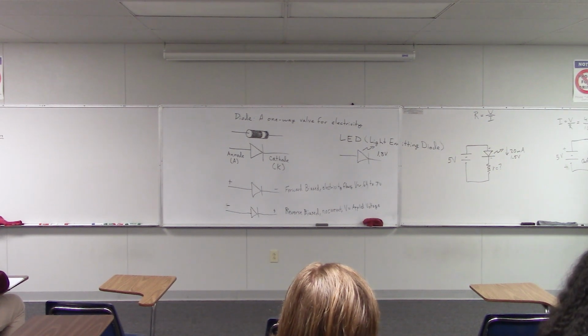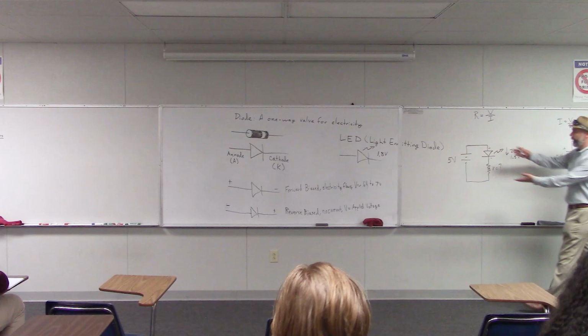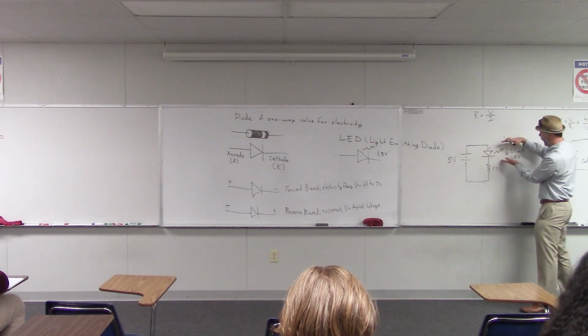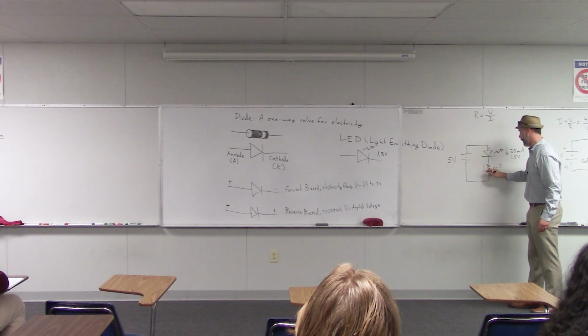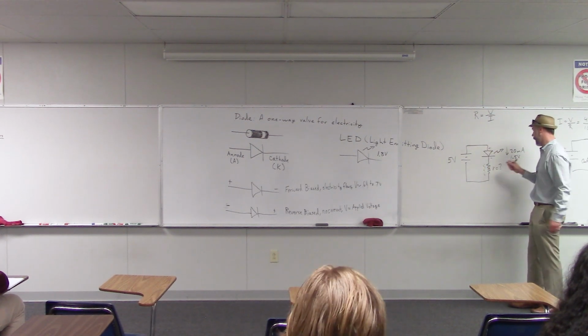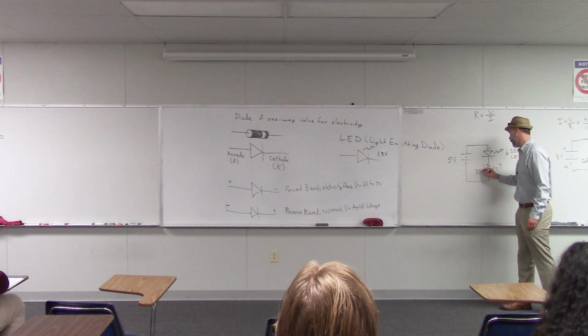Yeah. You subtract 1.5 volts from 5 volts. Yeah, exactly. So we know we have 5 volts total. 1.5 of that is up here. So the rest is going to be down there. So 5 minus 1.5 gives us 3.5 volts.